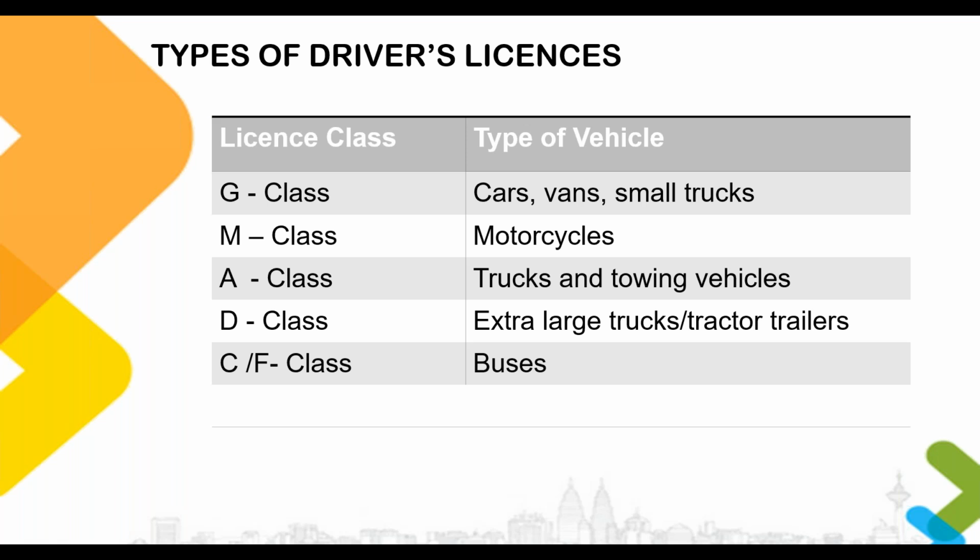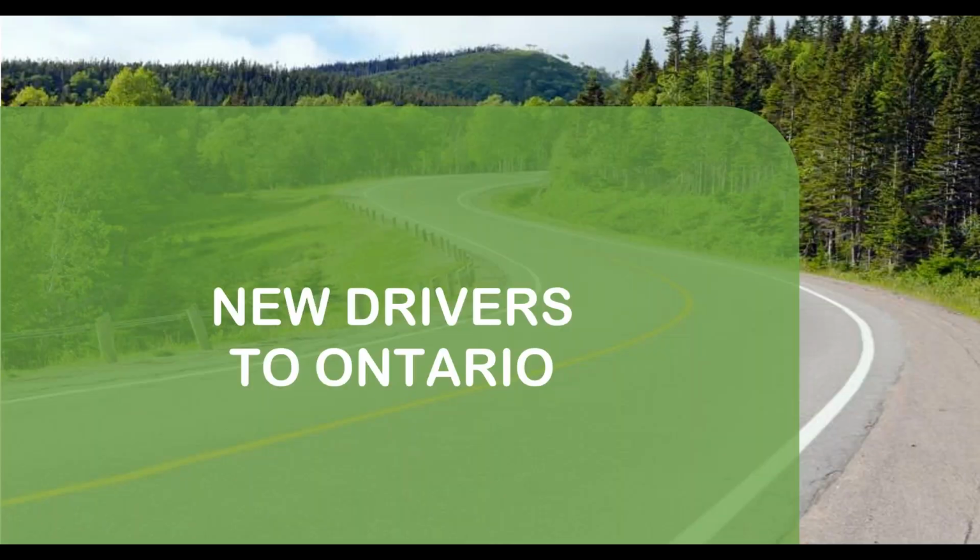D is for the extra large trucks, tractors, and trailers. So if you're a tractor trailer driver, that's what you're going to need. And Class C or F is for buses.